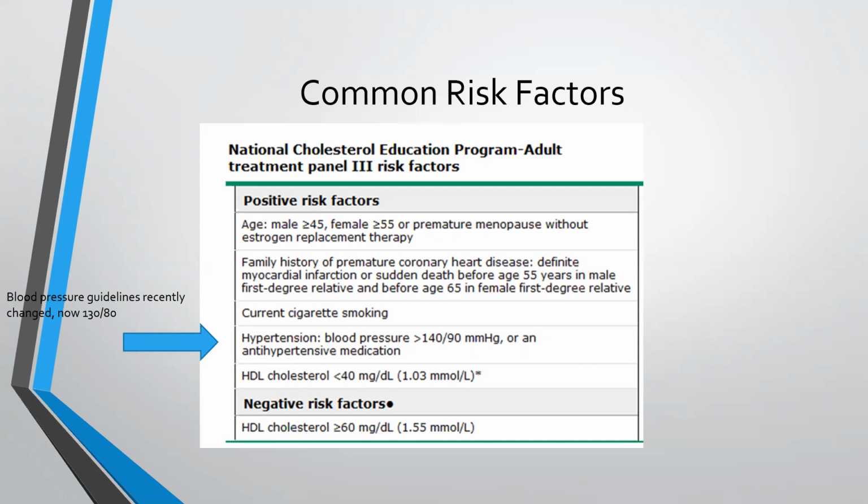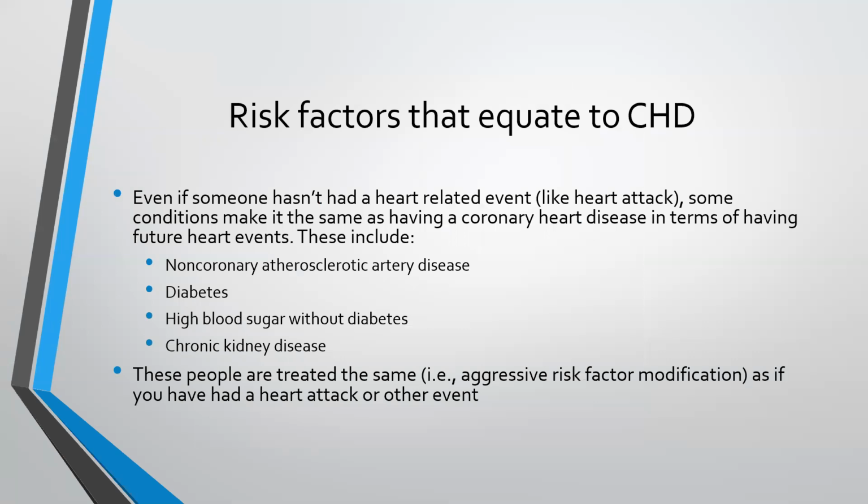Hypertension means high blood pressure. So nowadays, above 130 over 80, used to be 140 over 90. HDL cholesterol, we're gonna get into cholesterol in a minute, but HDL is the good cholesterol. So if that's low, that's actually a risk factor. And then what we call negative risk factors would be heart protective things. So HDL above 60 would be a protective thing. Again, I'm gonna go into cholesterol in a couple minutes.